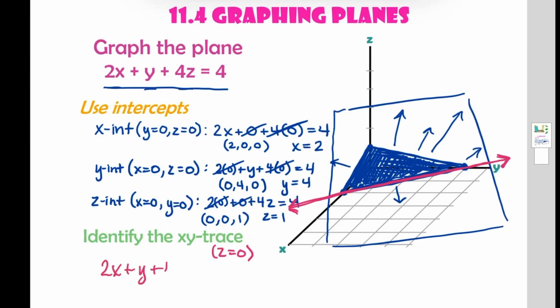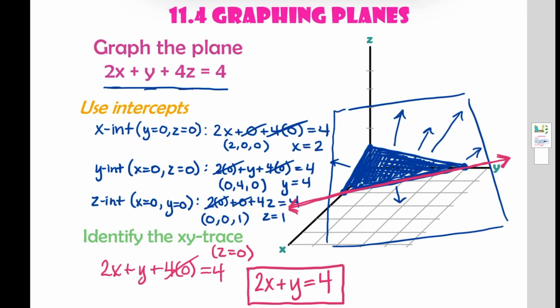So we're going to go back to that plane: 2x plus y plus 4 times 0 equals 4. 4 times 0 is nothing, and so we've just got 2x plus y equals 4. And that's the equation of the xy trace. You can imagine if you subtracted that 2x over, that would be in a form that maybe you recognize a little more, mx plus b. So that's the equation of that line where the plane intersects the floor. And that is graphing planes in 3D.